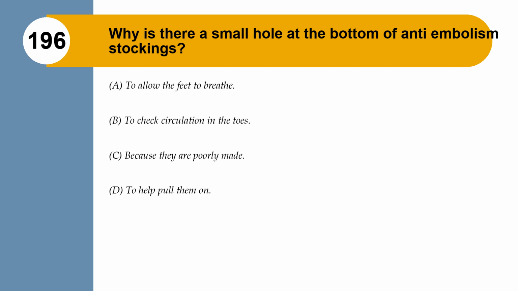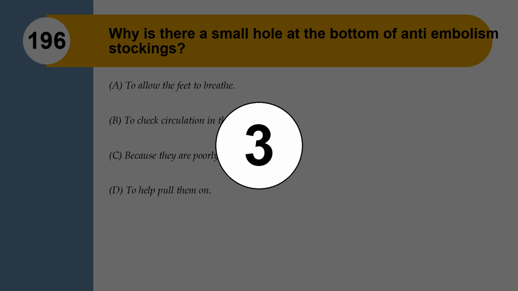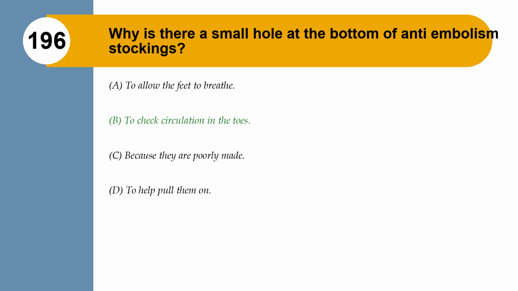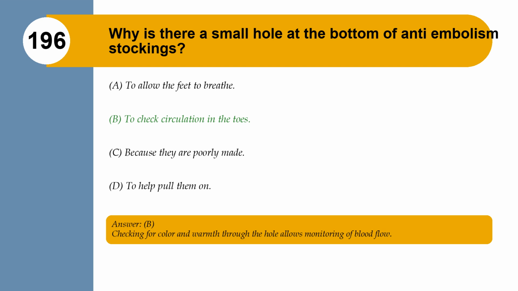Option A, to allow the feet to breathe. Option B, to check circulation in the toes. Option C, because they are poorly made. Option D, to help pull them on. The correct answer is option B, to check circulation in the toes. Explanation. Checking for color and warmth through the hole allows monitoring of blood flow.